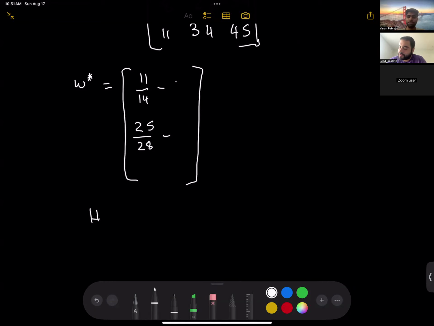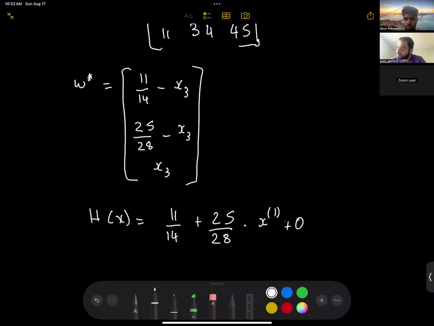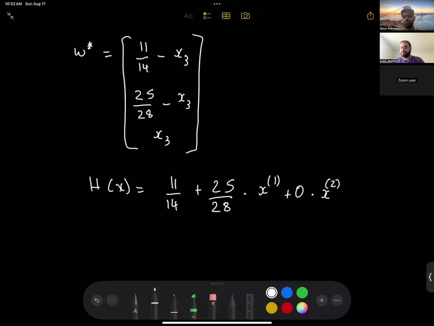Actually, let me use X3 here, for consistency. And then what we get is, we can use h of x here, which is 11 over 14 plus 25 over 28 times softness, plus 0. This is when we have x3 as 0, which means we completely ignore the color.